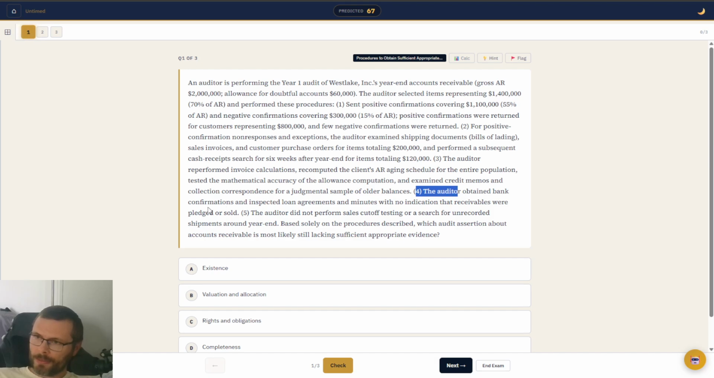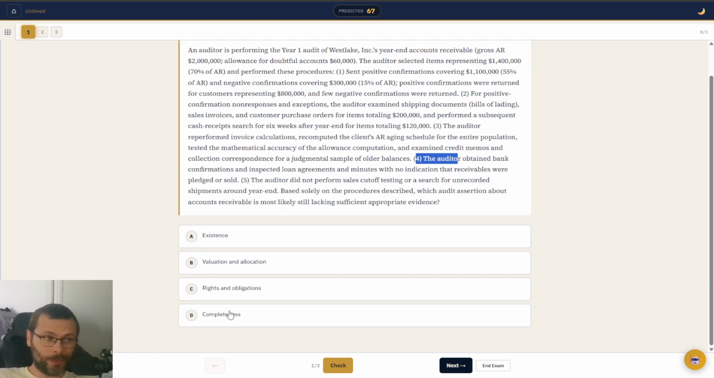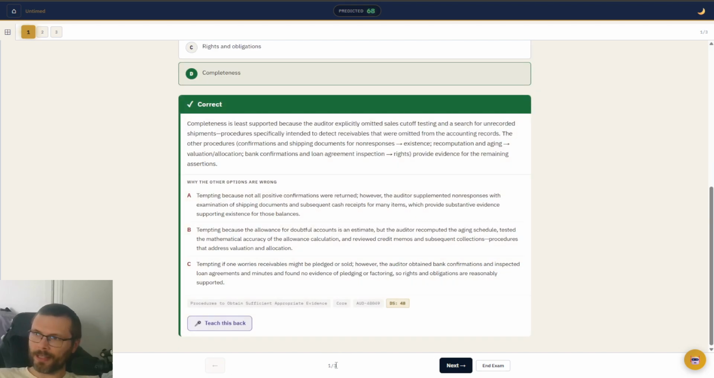Number 4, the auditor obtained bank confirmations and inspected loan agreements. Okay, so when you ask a bank, does my client own the rights to this, you're doing a rights and obligations test. Cross off C. The only one left is D. But let's see if there's more in this that tells us the answer is definitely D. The last procedure, number 5, the auditor did not perform sales cutoff testing. Okay, so they're telling us right away they didn't perform sales cutoff testing, which is a completeness check. So D is confirmed. That's definitely the answer.